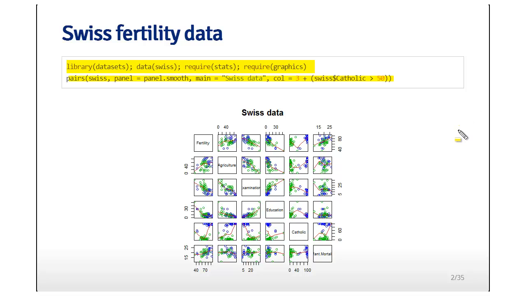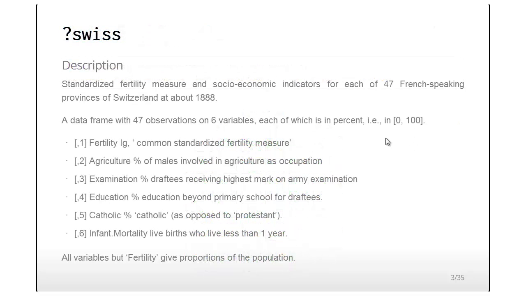Let me go one step further and show you the help file. If you do question mark swiss in R, after you've correctly loaded the datasets package, then it tells you about this data set. It's the standardized fertility measure and a bunch of related socioeconomic indicators for 47 French-speaking provinces of Switzerland in about 1888. It's kind of a famous data set.